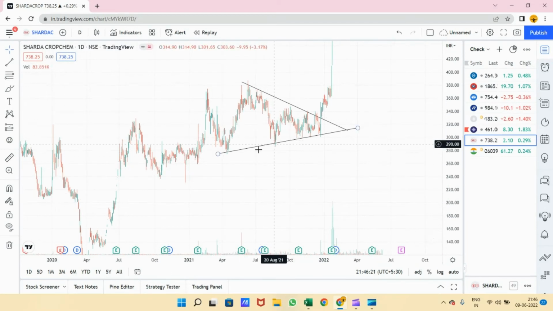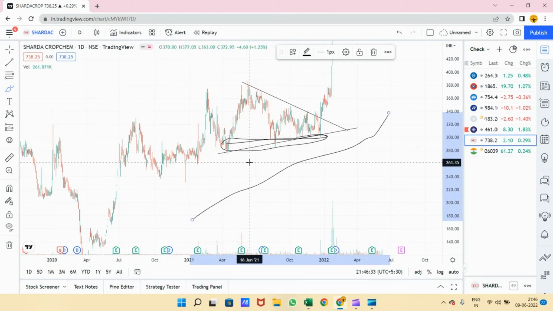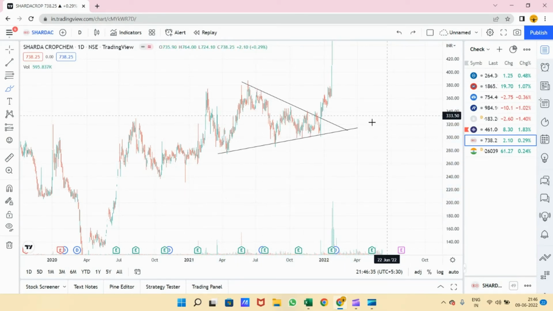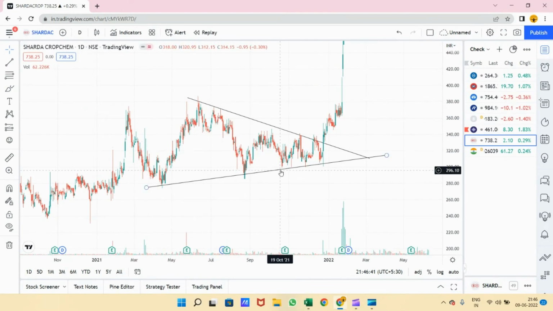So this is also kind of symmetrical, and also kind of an ascending triangle pattern, because the buyers bought here only, right? They didn't go very slow. So we can say this is an ascending or symmetrical triangle pattern.